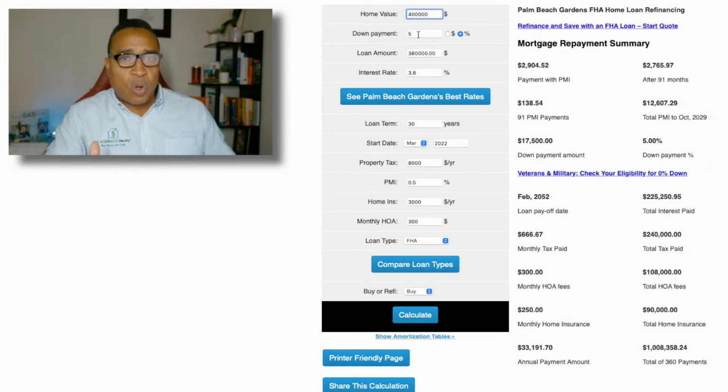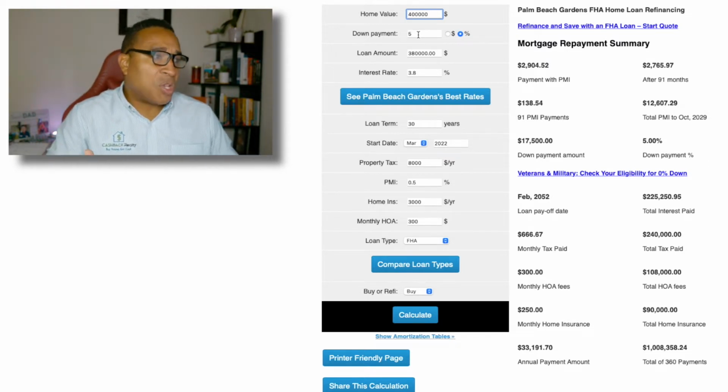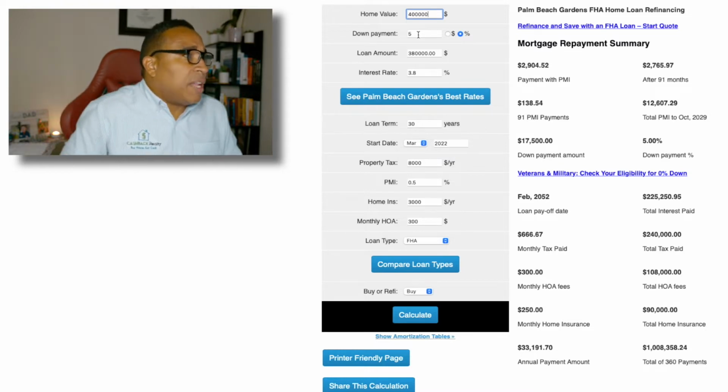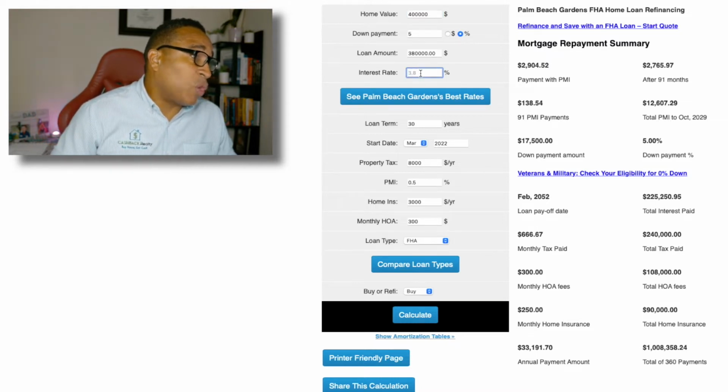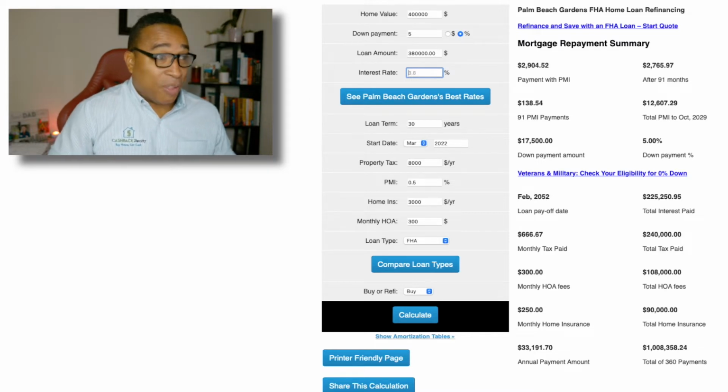Really on an FHA, you only need 3.5% down. On some conventional loans, you can put as little as 5% down. So let's say on a $400,000 house, we're putting 5% down, which is $20,000, which would make our loan amount $380,000. Interest rate here, we're going to change that because I don't think that's what today's going rate as of the recording of this video.